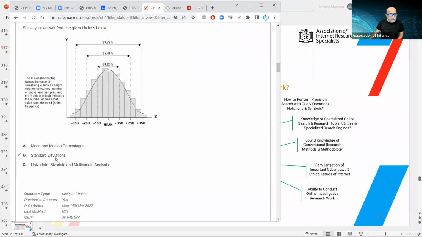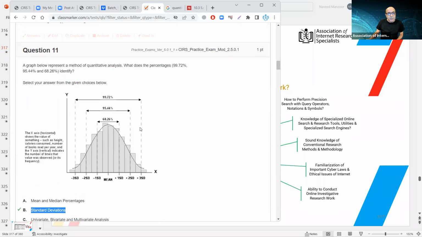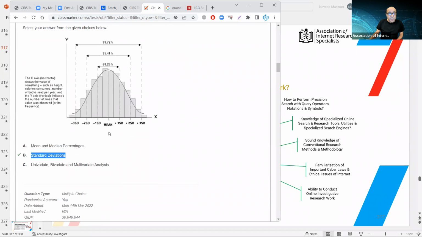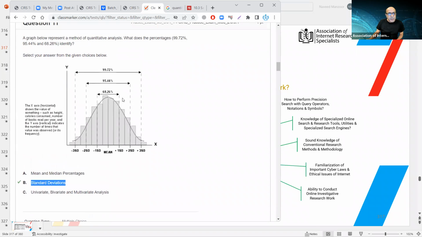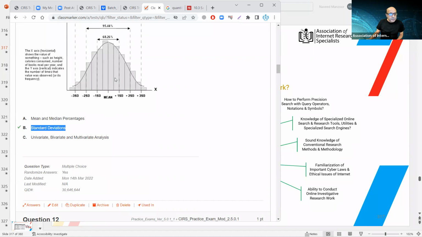Mean and median, standard deviation, univariate, bivariate, and multivariate analysis. This is standard deviation, you can see just by looking at it. So it is more the visual of how those charts and graphs and all those pictures that you looked at are connected to something which would look familiar when you look at the choice of answers. And you could see standard deviation is what is discussed with this chart.